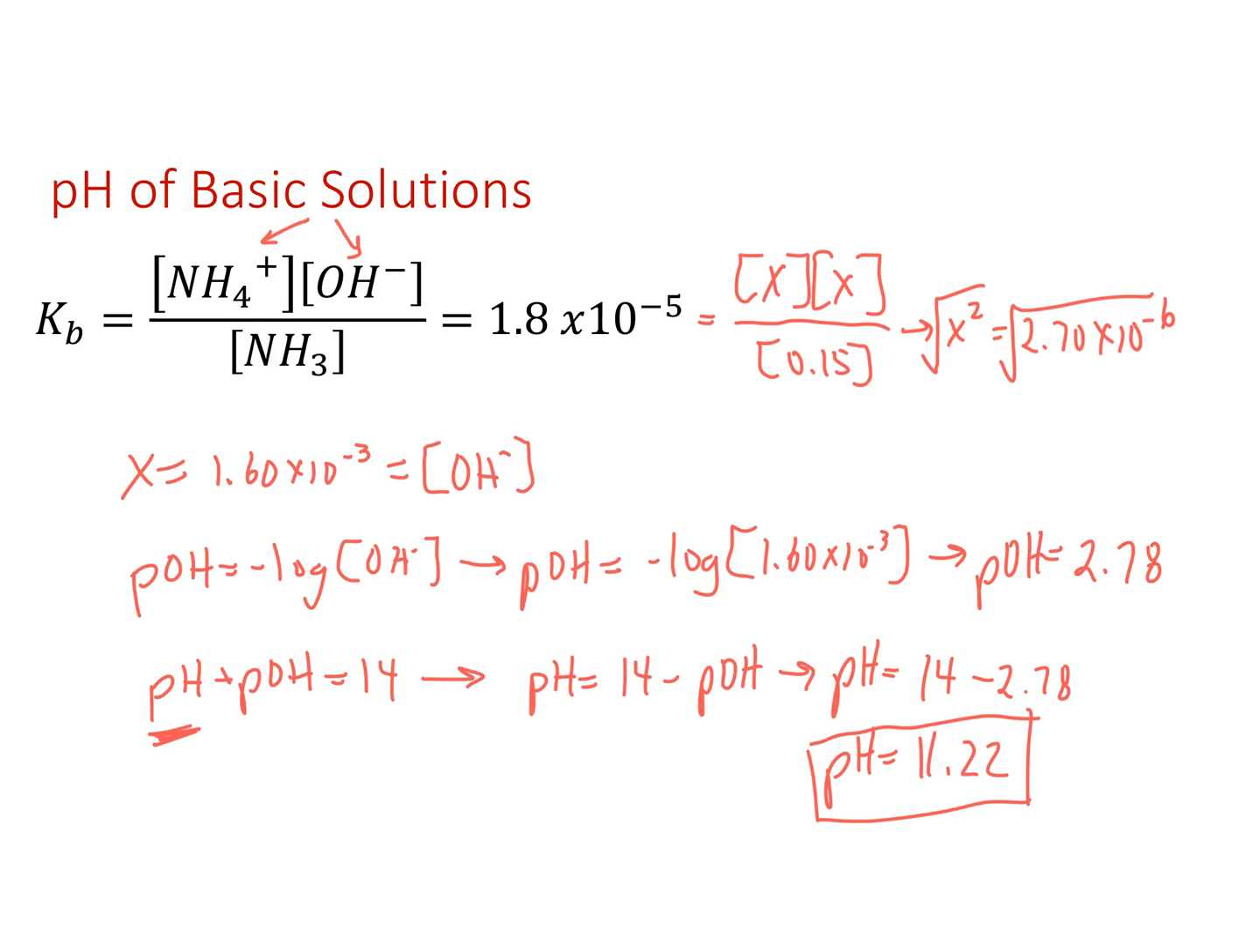Always ask yourself, does this number make sense? Yes, this makes sense because I'm calculating the pH of a solution of a base. Ammonia is a base, and I calculated a pH of 11.2, which is a basic pH.